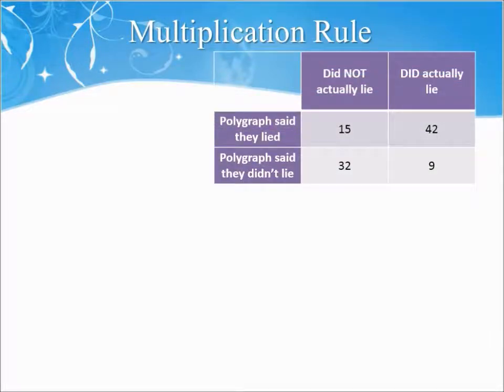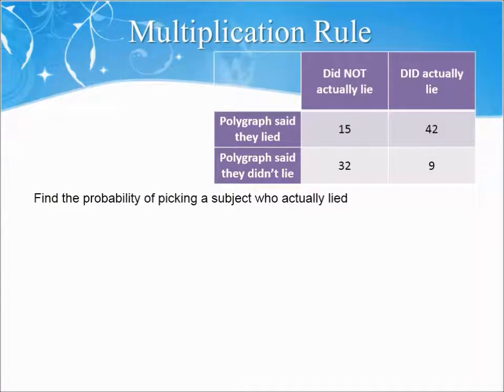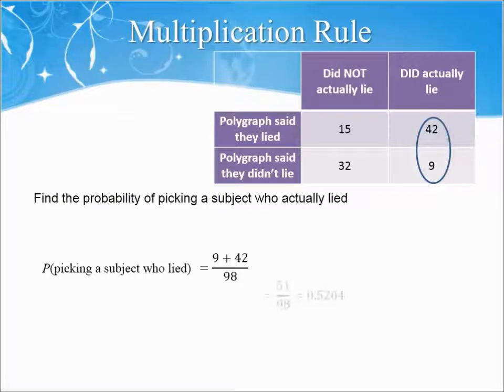Consider the table of data regarding the polygraph information that we had seen previously. Find the probability of picking a subject who actually lied. Well, this is a simple case where we just have to count up the people who actually lied, that is the 42 plus the 9, and divide that by the total number of people in this survey, 98. So 9 plus 42 is 51, divided by 98 is 0.5204.